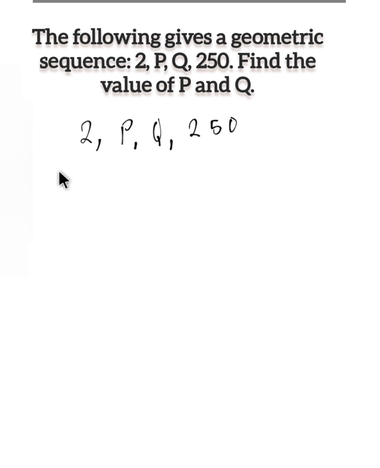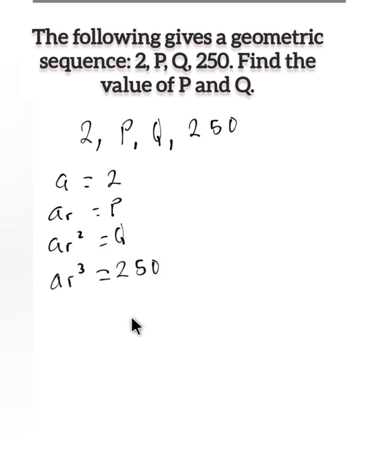So what do we have here? We have that the first term is equal to 2, the second term ar is equal to p, the third term ar squared is equal to q, the fourth term ar cubed is equal to 250. So from the first equation and the last equation, we'll be able to find r. Now look at the last equation here, which is ar cubed is equal to 250. Now what is a? From the first term, a is 2. So 2r cubed is equal to 250.